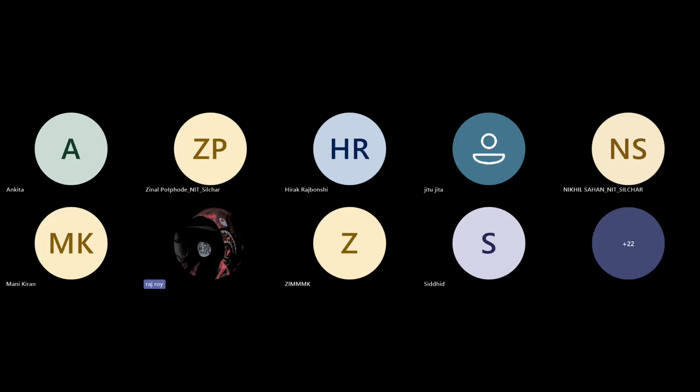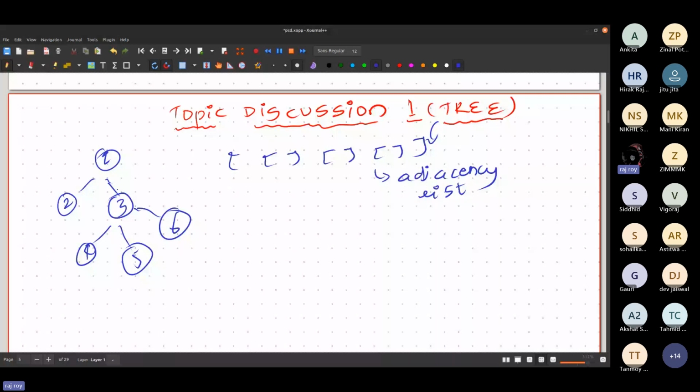And how do we store them? What is this? This is a list of lists, right? So you can imagine them in terms of indices. This is the 0th index list, this is the 1st index list, and this is the 2nd index list.